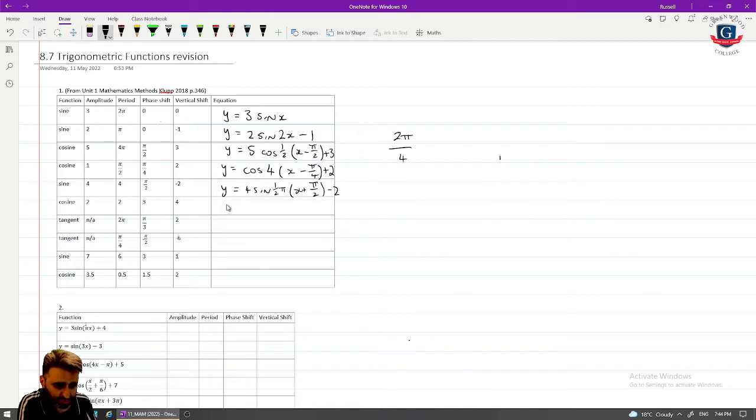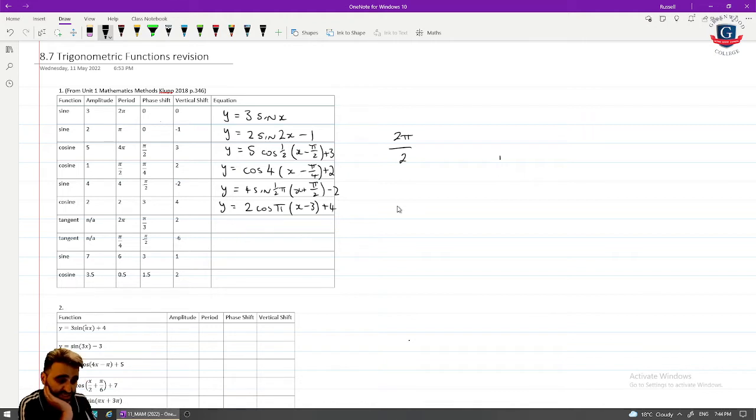So far so good. Y equals 2 cos, so we've got 2 pi on 2, which is just pi. X take 3 plus 4.